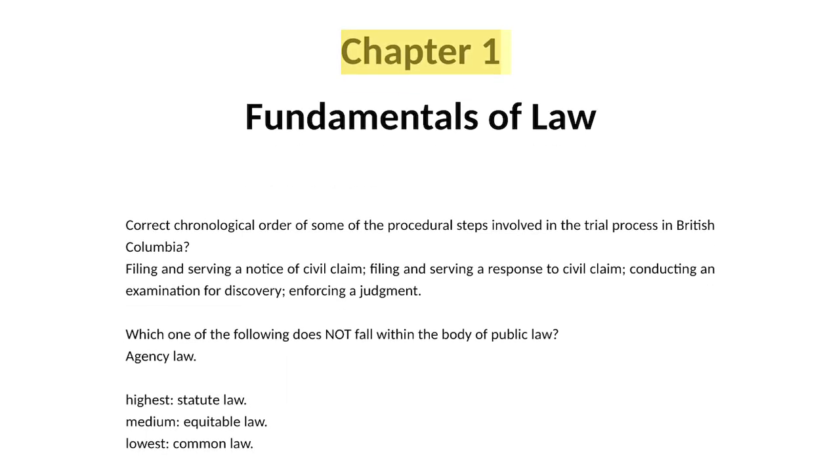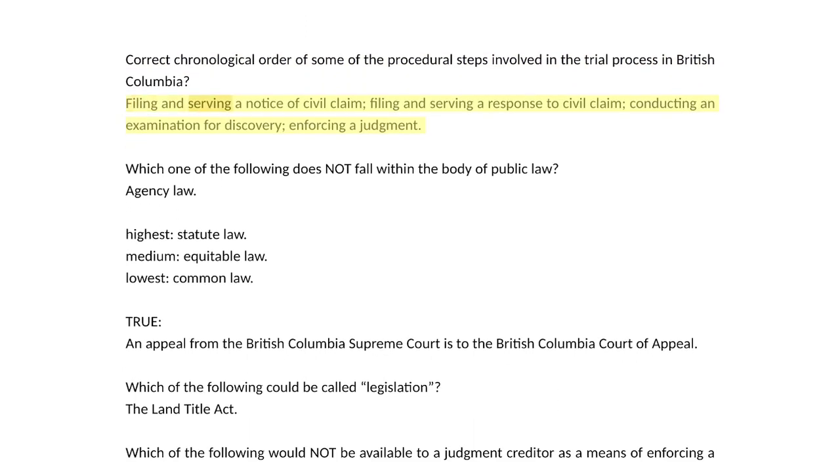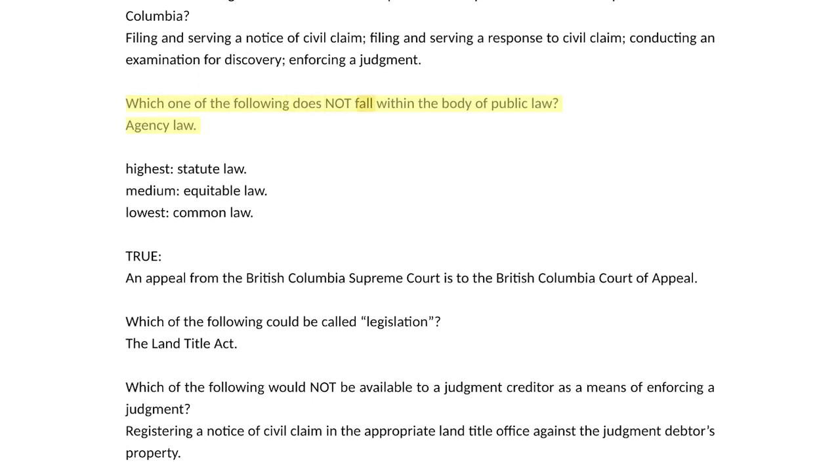Chapter 1. Fundamentals of Law. Correct chronological order of some of the procedural steps involved in the trial process in British Columbia. Filing and serving a notice of civil claim, filing and serving a response to civil claim, conducting an examination for discovery, enforcing a judgment. Which one of the following does not fall within the body of public law?